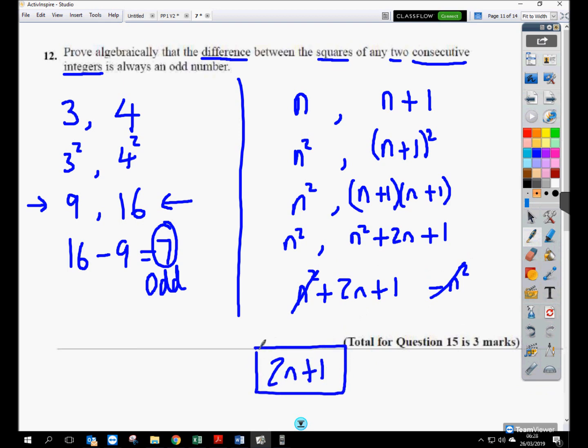And 2n plus 1 is always odd, because n can be any integer, but when you multiply any integer by 2, it ends up in the 2 times table. So 2n makes the number even, and then adding 1 to an even number gives an odd number. So the question is now done. I'll probably just put a little line through this, just to say to the examiner, mark this one. Next one.